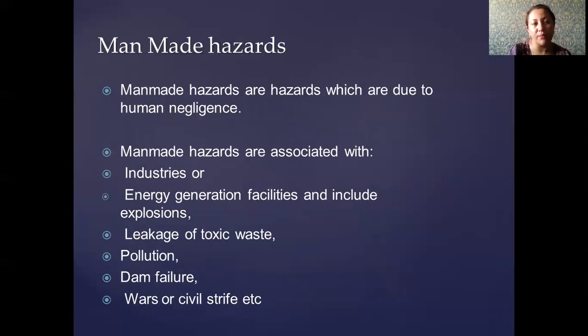What about man-made hazard? From its name, we can predict that this kind of hazard is caused by people, by mankind, by human beings. Therefore, we can associate it with industry, energy, leakage of toxic waste, pollution, dam failure, and also war. Because nowadays, in some parts of the world, we have wars, civil strife, and also wars between countries.